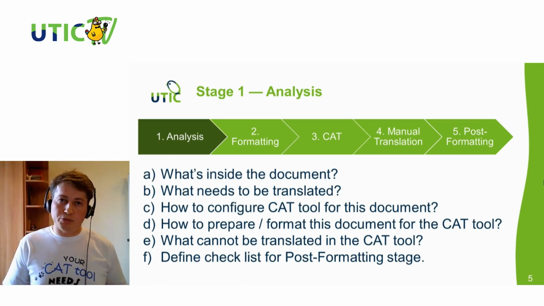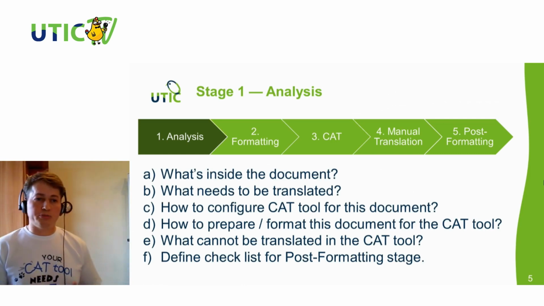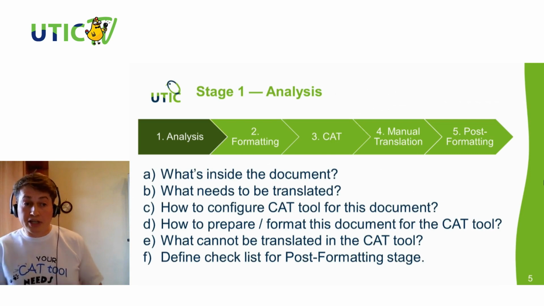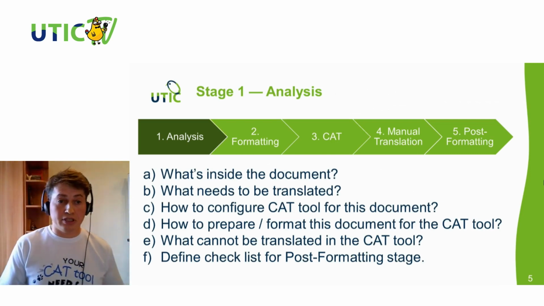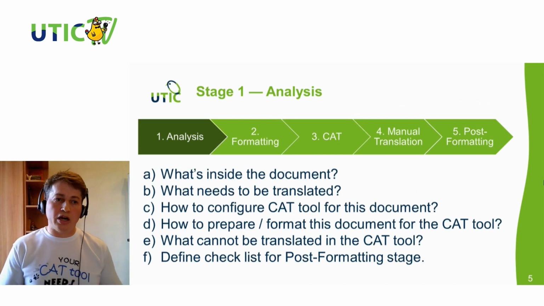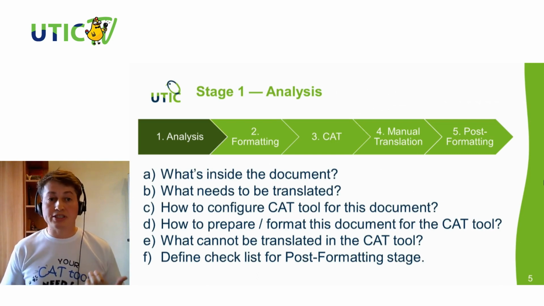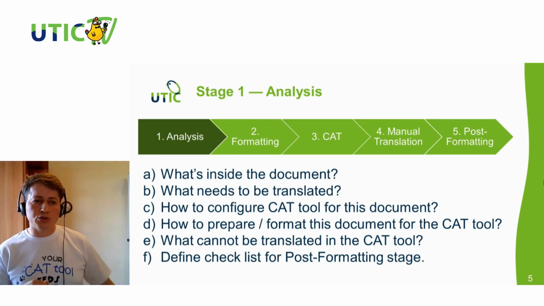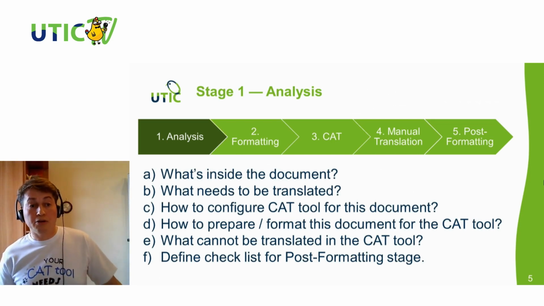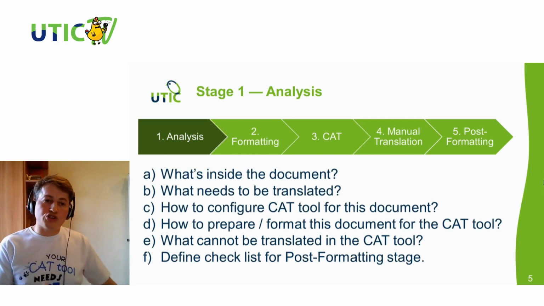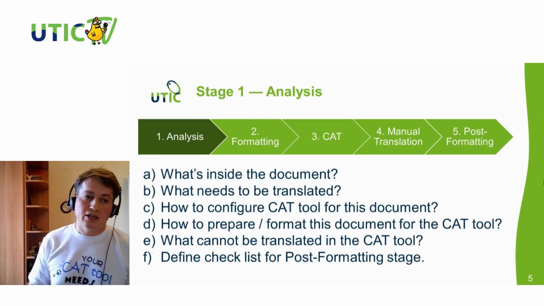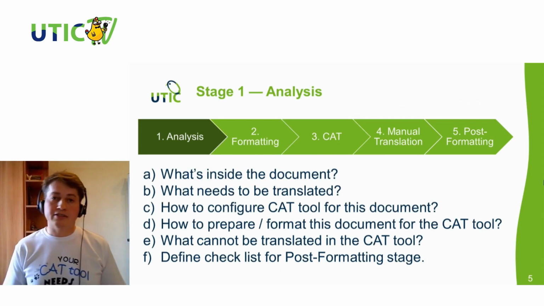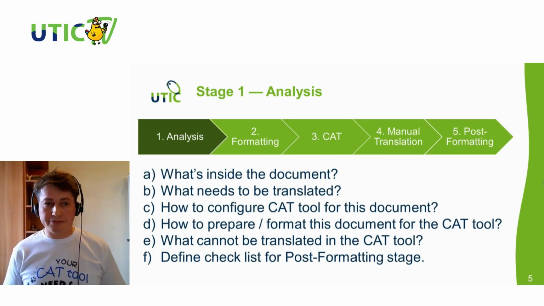Second, what needs to be translated? Does the document contain things that not every customer wants translating? For example, comments in Word or Excel, or slide notes in PowerPoint. Third, how do you need to configure the CAT tool for this document? In other words, how do you need to change the import settings to translate the right things and segment the document correctly?